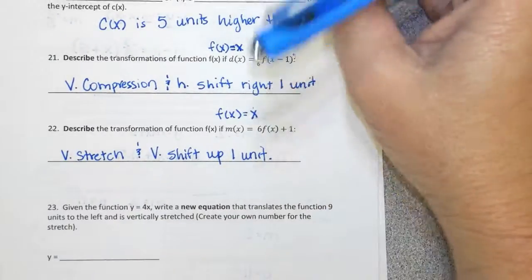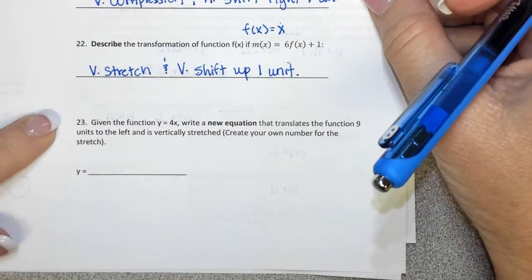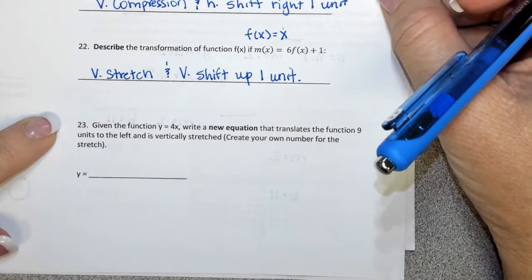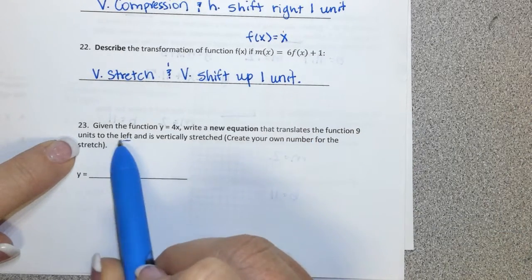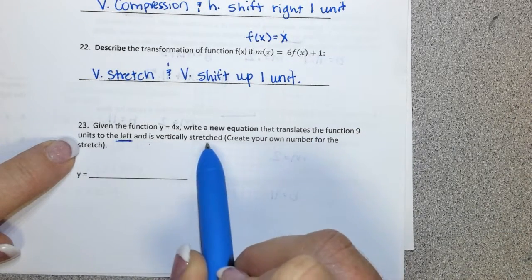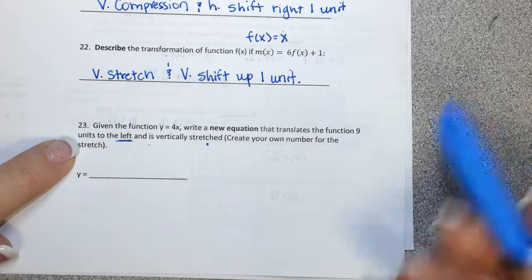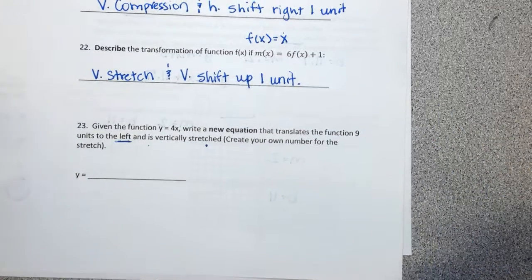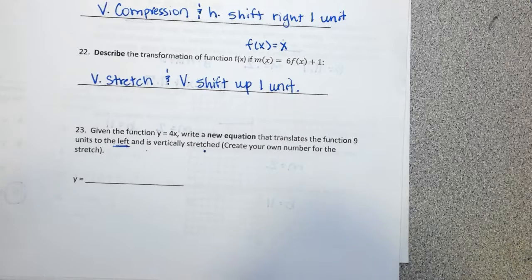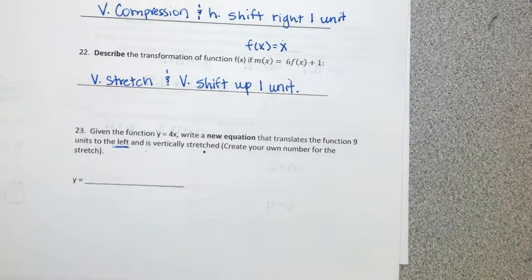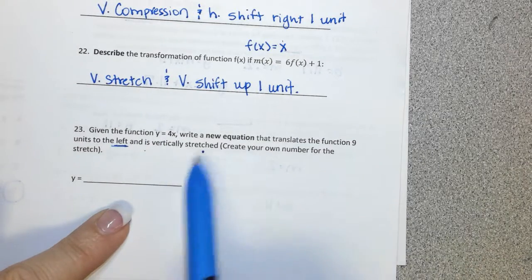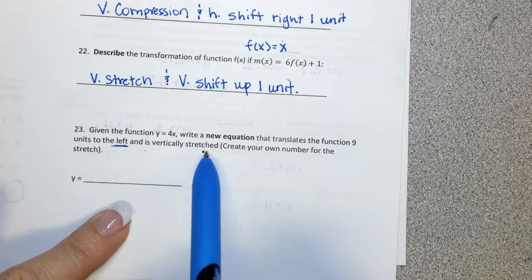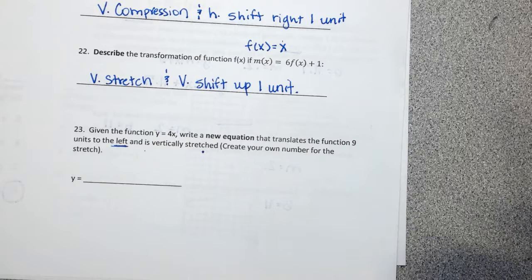You all ready for the last one? Okay. So it says, given the function y equals 4x, write a new equation that translates the function 9 units to the left and is vertically stretched. So the 9 units to the left, is that vertical or horizontal? It's horizontal, so we know it has to be inside the parentheses. Okay, and then for the vertically stretched, would my slope be increasing or decreasing? Increasing.